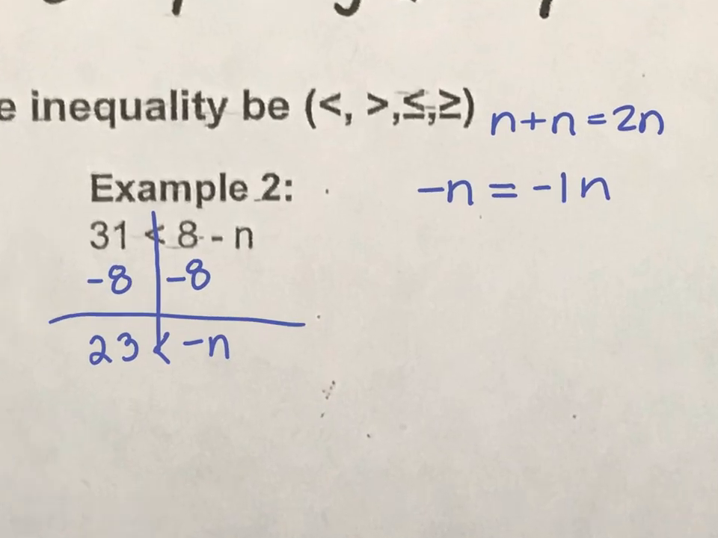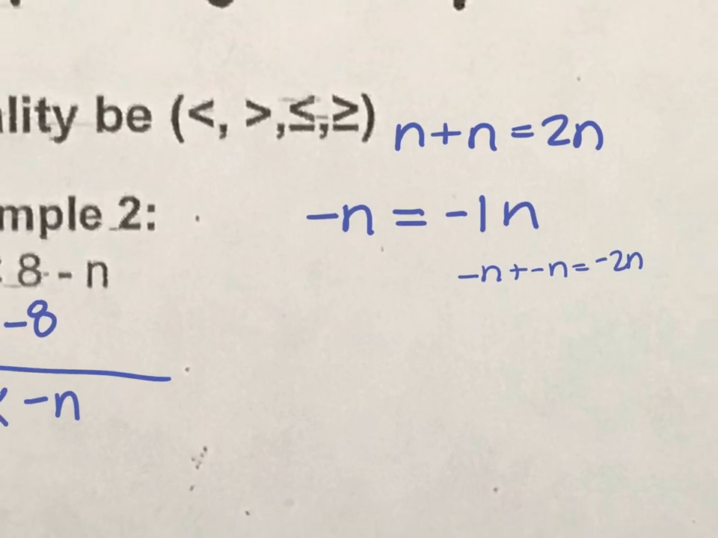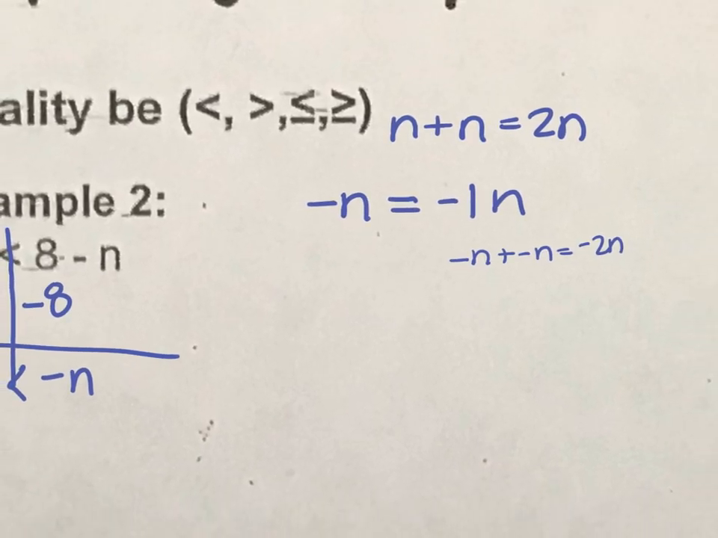So really, in all reality, n plus n is 2n. So negative n equals negative 1n, because negative n plus negative n would be negative 2n. This is confusing. Okay, I know. I understand. Look how many n's. They're variables. Hold on. Variables can represent any number that you solve for.